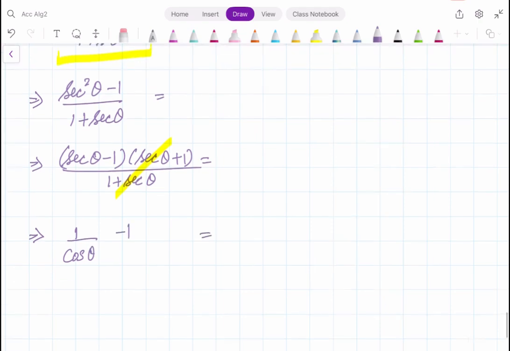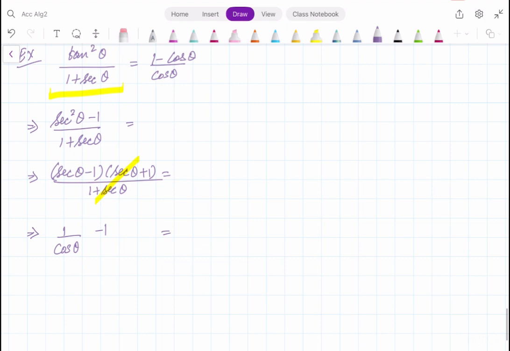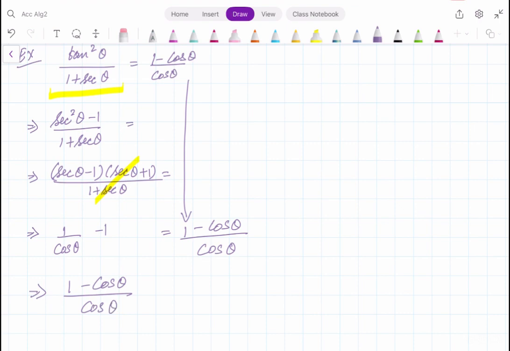And secant theta is 1 over cos theta. And if I simplify that fraction by making the common denominator, we will get the same thing. Rewrite it: 1 minus cos theta divided by cos theta, which is equivalent to your right side of the equation. One more time, we were able to prove it.